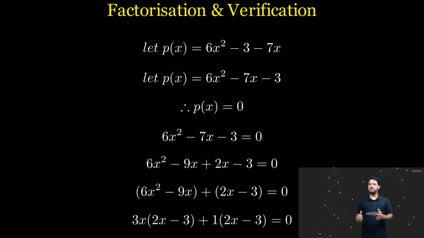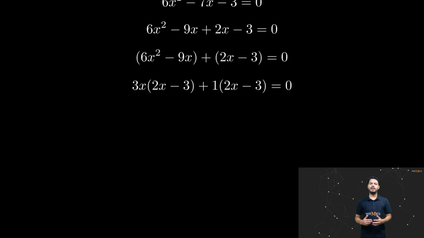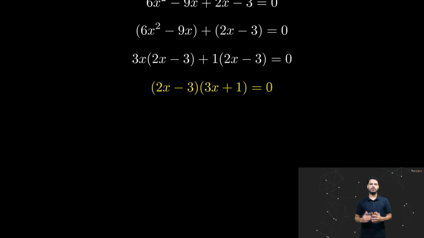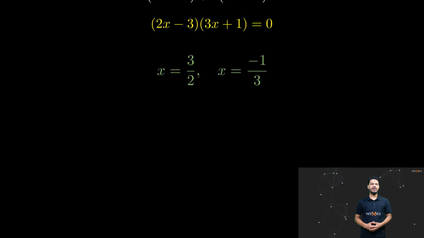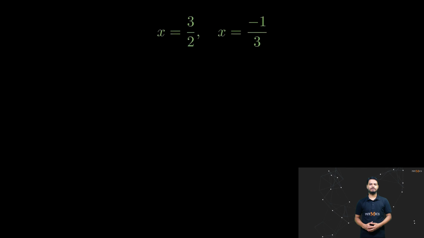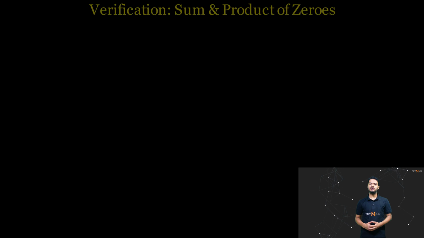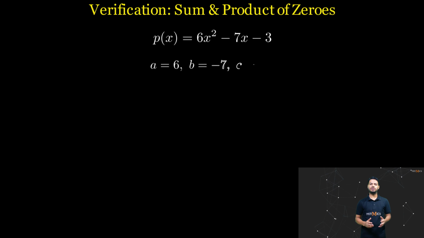Now by grouping method, taking 3x as common factor from the first group and positive 1 as a common factor from the second group, we get 3x(2x minus 3) plus 1(2x minus 3) equals 0. Taking 2x minus 3 as common factor from each group, we get (2x minus 3)(3x plus 1) equals 0. Since anything multiplied by 0 is 0, equating each factor to 0 we get x as minus 3 by 2 and x equals minus 1 by 3, which are the required zeros. To verify the relationship between zeros and the coefficients, we have a equals 6, b equals minus 7 and c equals minus 3.